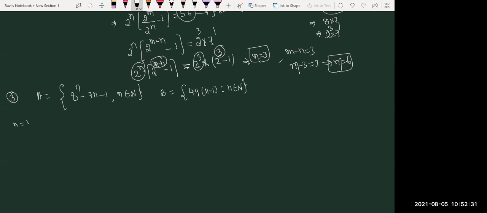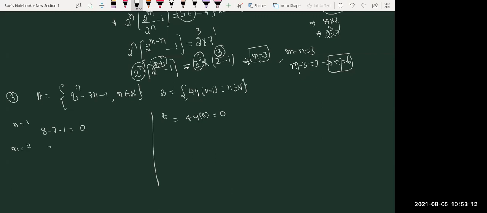For n equal to 1, I will write the left hand side A values and the right hand side B values. N equal to 1, what is the A value? 8 minus 7 minus 1, so we get 0. On this side, for n equal to 1, the B value: 49 into 0, so we get 0. Both the A set and the B set have 0. For n equal to 2, I will see now.